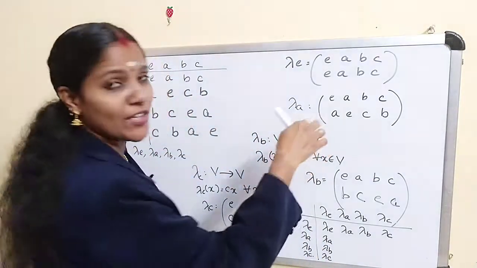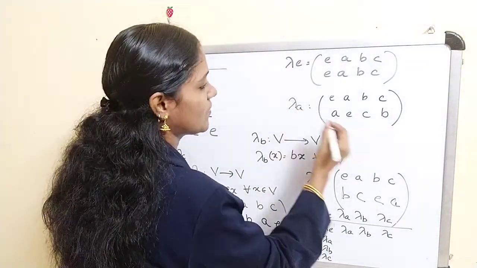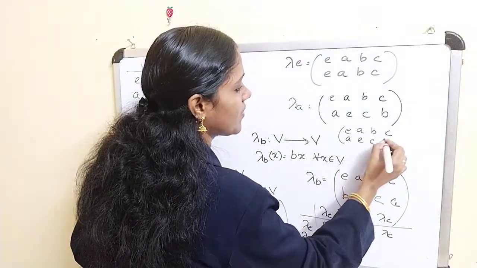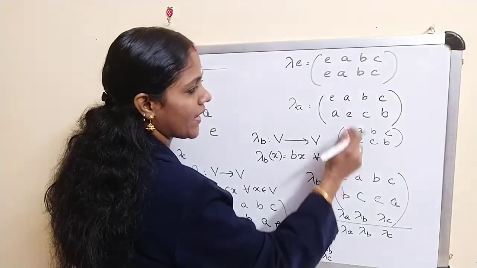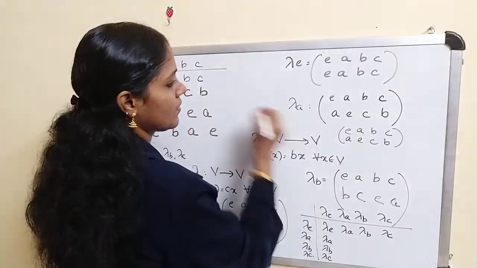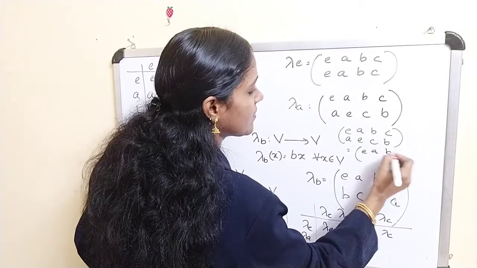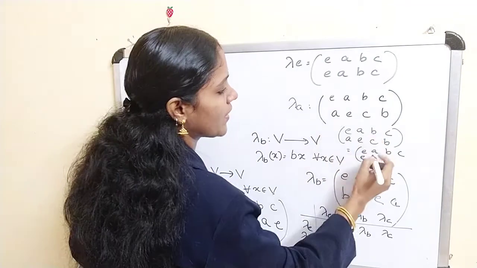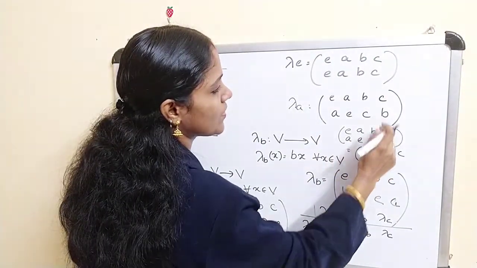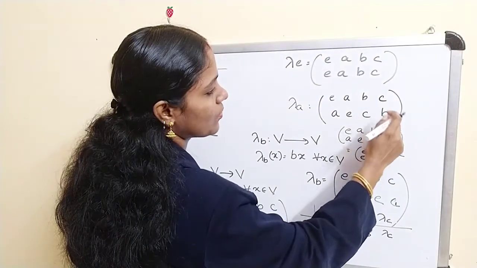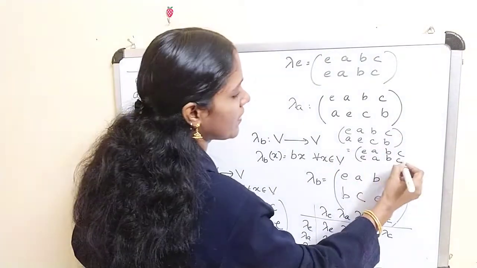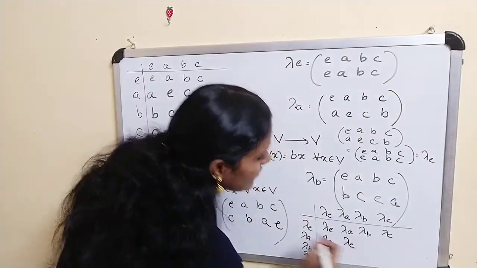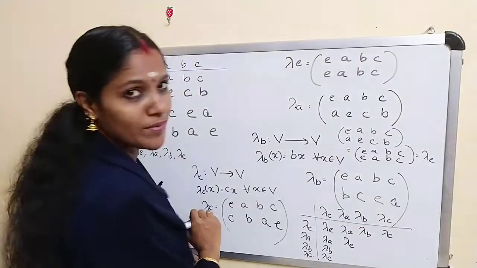Now what about lambda A into lambda A? Lambda A, this one again you multiply by E, A, B, C, A, E, C, B. So E goes to A goes to E. And this is equal to E, A, B, C. E goes to A goes to E. A goes to E goes to A. B goes to C goes to B, and C goes to B goes to C, and this is lambda E.